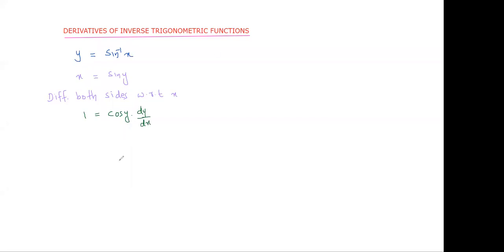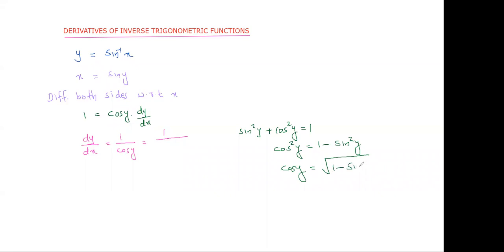So from here you will get dy by dx is equal to 1 by cos y. And now we need to write the result in a standard form. हमें पता है कि sin square y plus cos square y is equal to 1. So cos square y is equal to 1 minus sin square y. So that means cos y is equal to under root 1 minus sin square y.